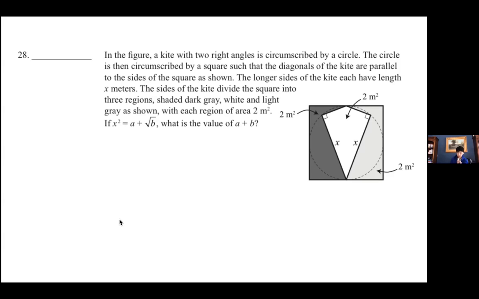The longer sides of the kite each have length x meters. The sides of the kite divide the square into three regions shaded dark gray, white, and light gray as shown, where each region is of area 2 square meters. If x squared equals a plus square root of b, what is the value of a plus b?